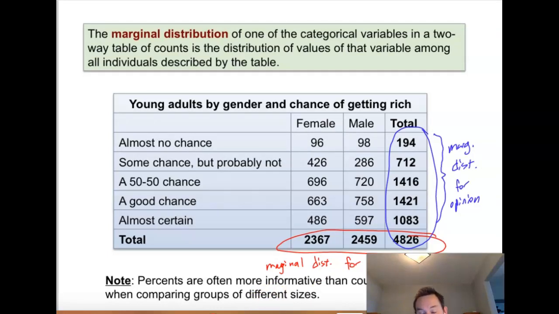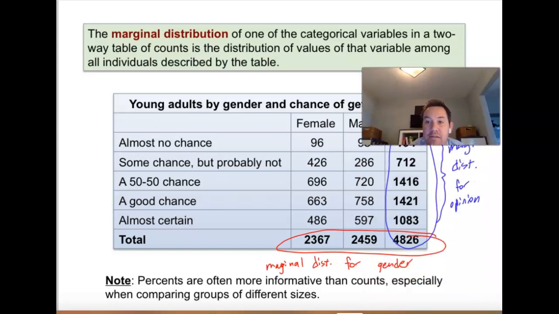You can also do a two-way table and use percentages instead of counts. And again, they are often more informative, especially when comparing between groups of different sizes. So keep that in mind.